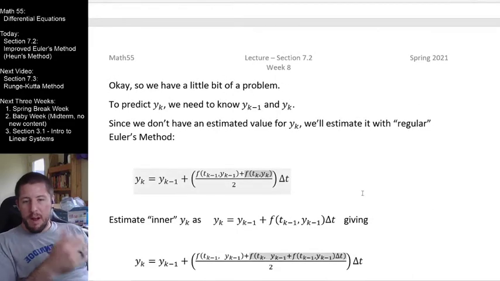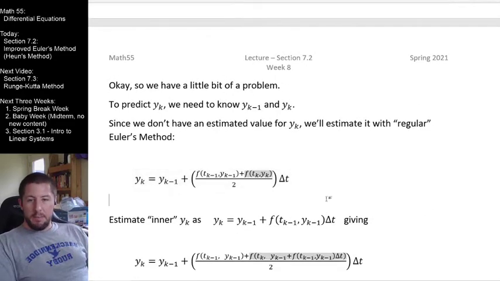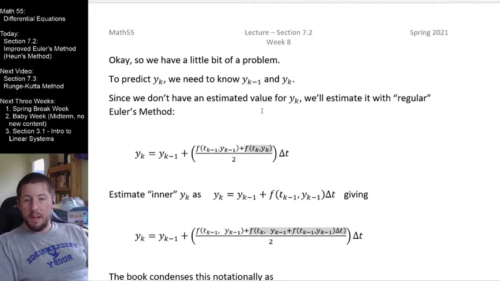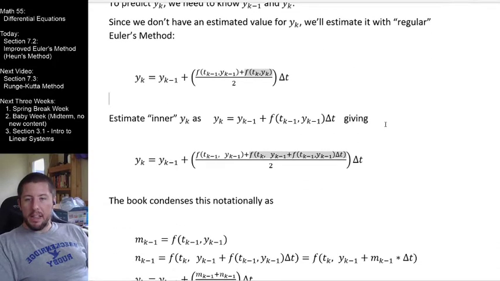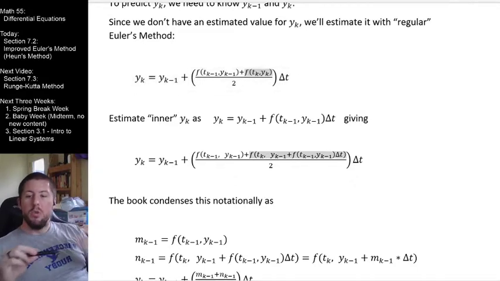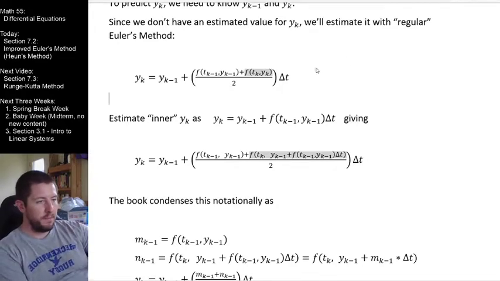So this is the problem, and this is me laying it out right here. We have a little bit of a problem. To predict y sub k, we need to know y sub k minus 1 and y sub k. Well, that's a problem, right? Since we don't have an estimated value for y sub k yet, we're going to estimate it with regular Euler's method, right? I've highlighted the things that we want to look at here. So this is the improved Euler's method right here, but we can't use it directly like this, right?